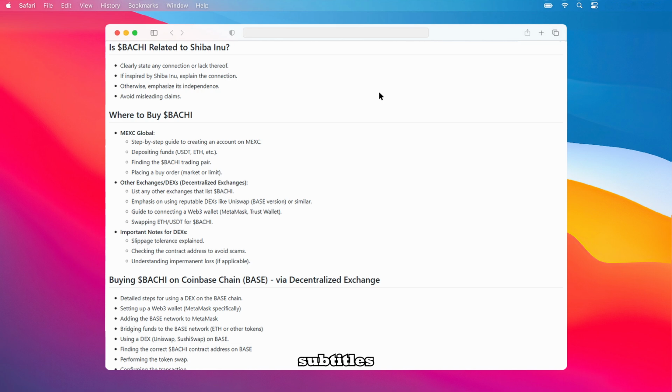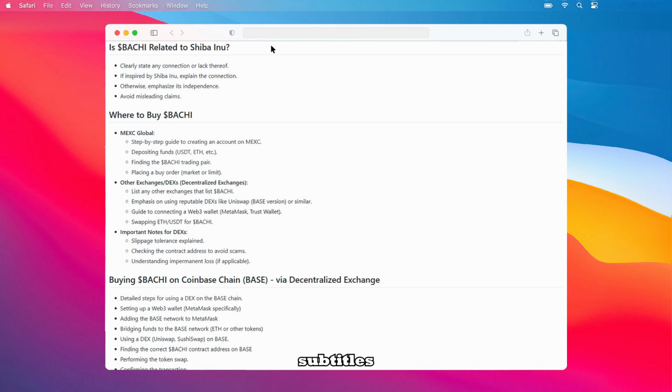To acquire BACHI, one option is MEXC Global. We'll walk through creating an account, depositing funds like USDT or ETH, locating the BACHI trading pair, and finally, placing your buy order, whether you prefer a market or limit order.